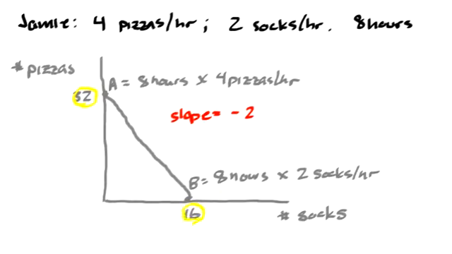So we've got the production possibilities curve shown as line segment A to B, and the slope is -2, and -2 actually is the opportunity cost of socks. So that is, if Jamie wants to make one more sock, he needs to give up 2 pizzas, and if we want the opportunity cost of pizzas, we take the inverse of that, so that would be -1/2, and there you've got your production possibilities frontier.